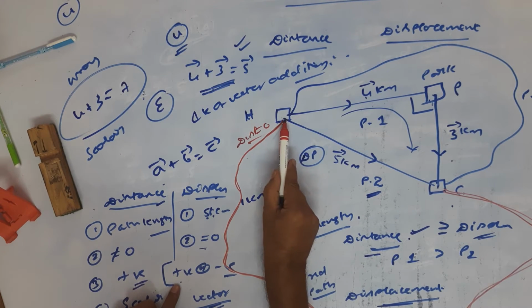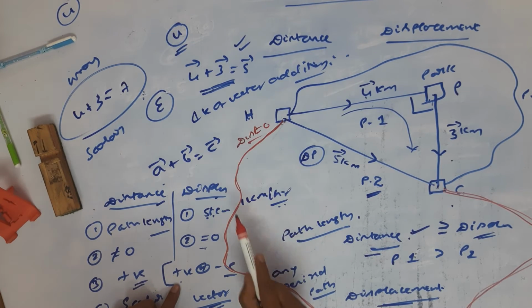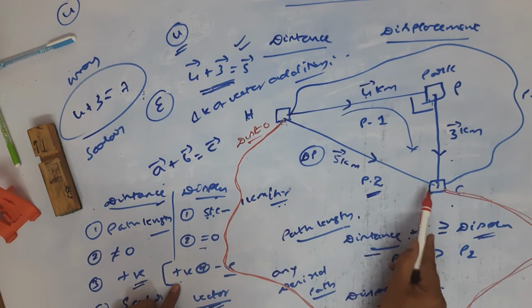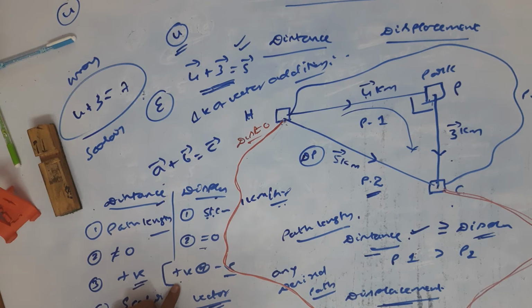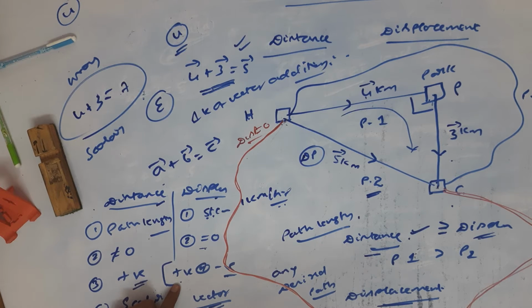For example, look here, going from here to here is 5 kilometer, and if you come back, it is minus 5 kilometer. Now you add 5 kilometer plus minus 5 kilometer, because it is a vector quantity. Can you tell me what this value is? Can you write the value here? I will give options. There are two options: one is 10 kilometer, another is 0 kilometer.